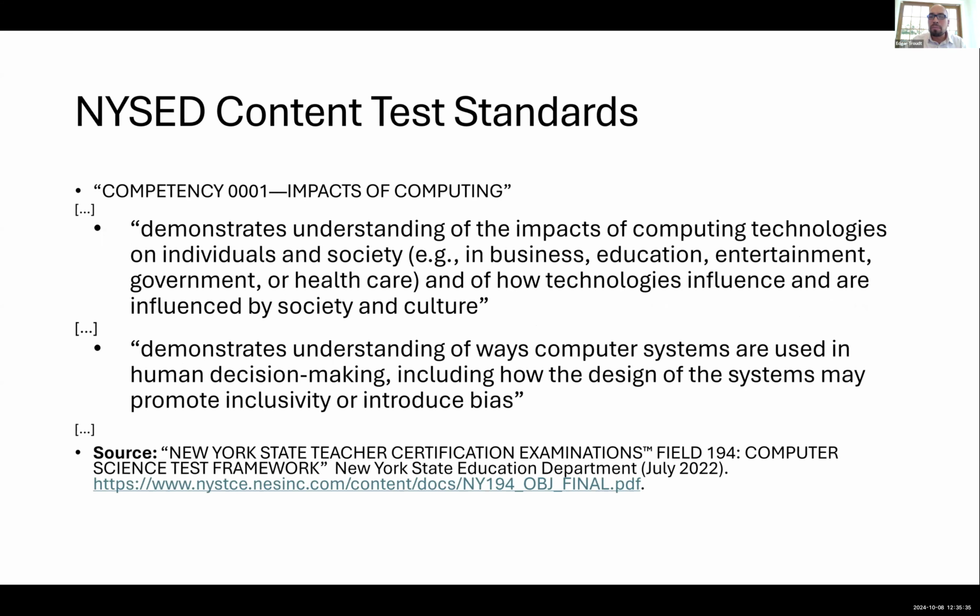New York State Education Department has some rigorous standards for our K through 12 teachers who are getting certified to teach computer science. And among those things are that they want the teachers to demonstrate understanding of the impacts of computing technology on individuals and society, and they want to demonstrate understanding of ways computer systems are used in human decision making, including how those systems might promote inclusivity or introduce bias. So these are things that we want our K through 12 teachers to be able to teach to the next generation of students graduating and the next generation of future programmers.